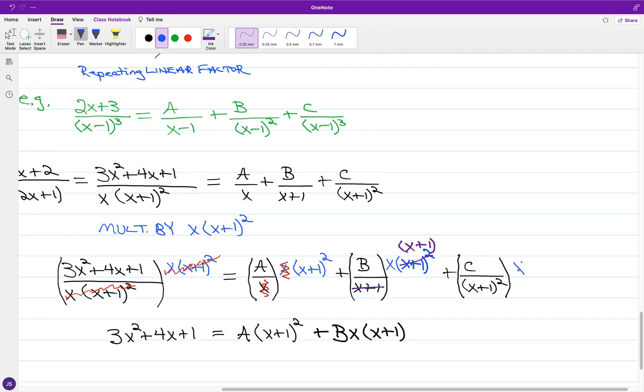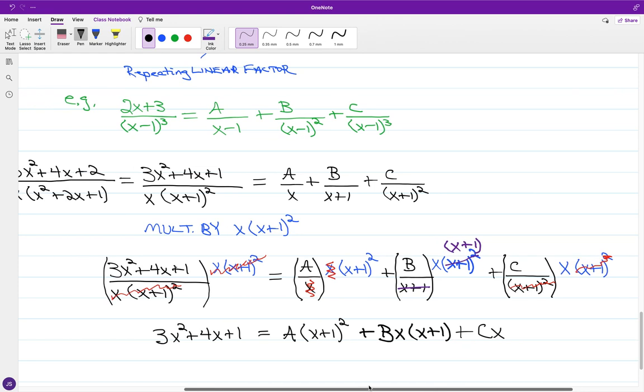So multiplying by x and the square of x plus 1, we have x plus 1 squared. This will go out, and C is going to be distributed; we're just going to multiply by x. So this is going to be our setup equation.